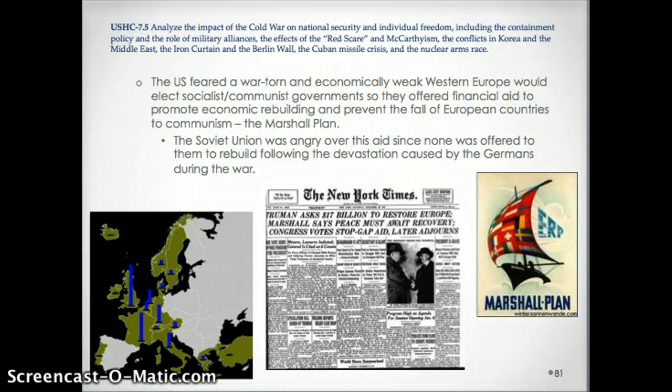The Soviet Union is actually kind of angry over this because none of that aid was offered to the Soviet Union formally, although the Soviet Union would have declined it if it had been offered, but it's still on the whole posturing thing. So the Marshall Plan is going to cause some problems between the U.S. and the Soviet Union. You can see some of the pictures down there, how much money was given to Europe. A lot of those countries get a lot of money from the U.S. to help rebuild.